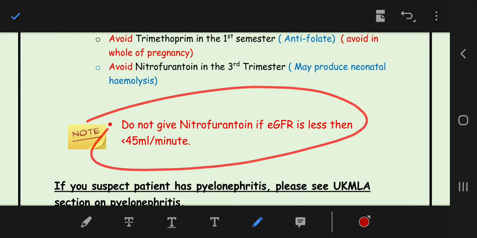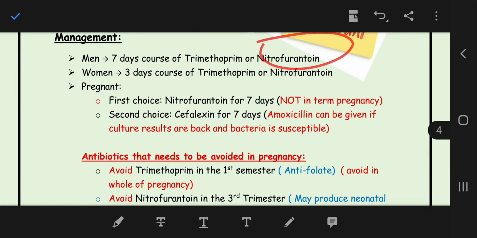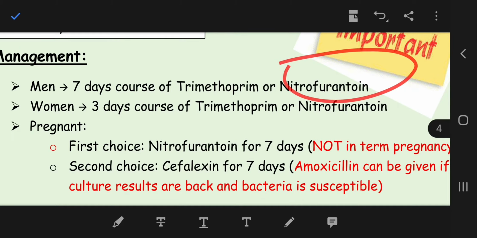Don't give it to a patient with an eGFR less than 45. Make a note of that, guys. Nitrofurantoin, eGFR less than 45. There are 2 things we need to know about this medication. One of them is about the eGFR. So back to men. If they have UTI, 7 days of trimethoprim or nitrofurantoin. Up to you. Doesn't matter. Women, 3 days, a much shorter course. Again, doesn't matter. Trimethoprim, nitrofurantoin. It's your choice.